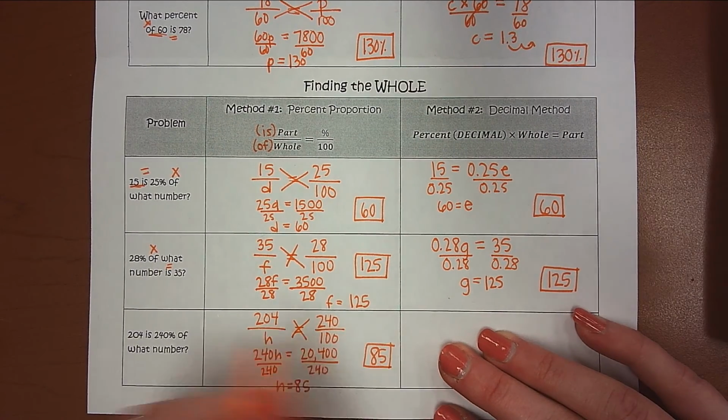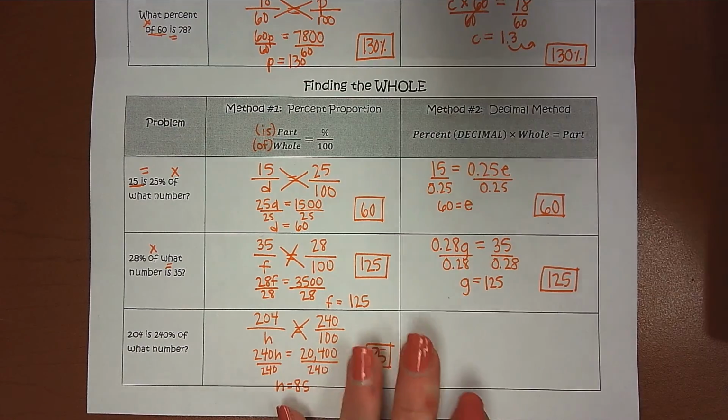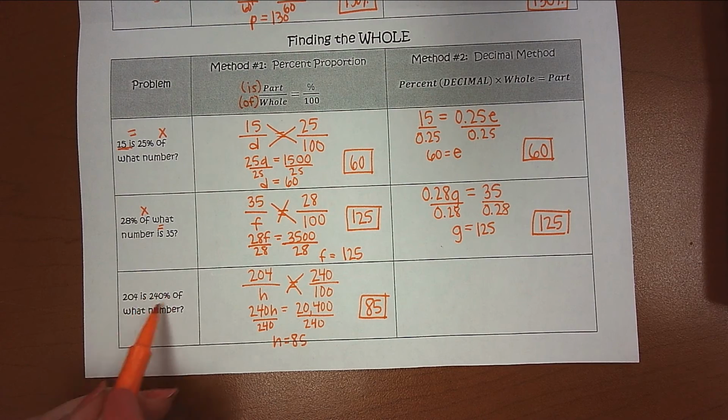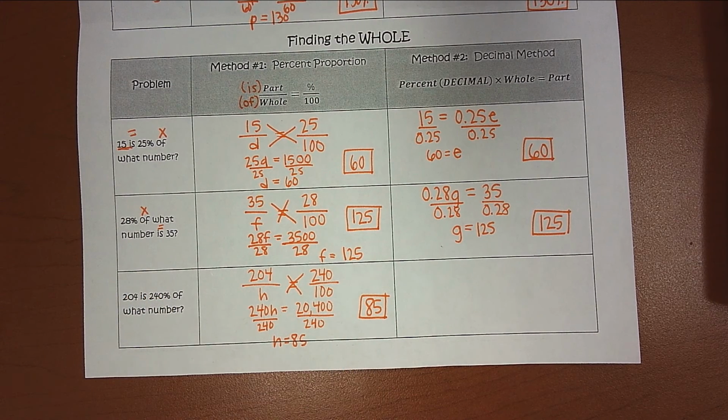204 is 240% of 85. That seems reasonable because if 85 is my whole, 240 is more than 100, so 204 is more than 85. That seems like a reasonable answer to me.